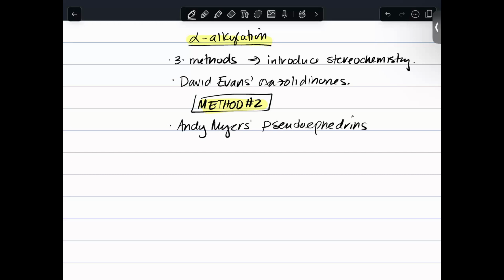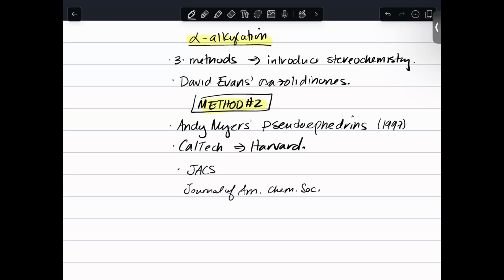And Andy Myers first discovered this in 1997 at Caltech. So down in Southern California, he's now at Harvard. One of his first publications was a JACS publication. And if you remember from last week, JACS just stands for Journal of American Chemical Society. Just a quick reminder. It's a 1997 paper. It's a really beautiful and thorough paper.